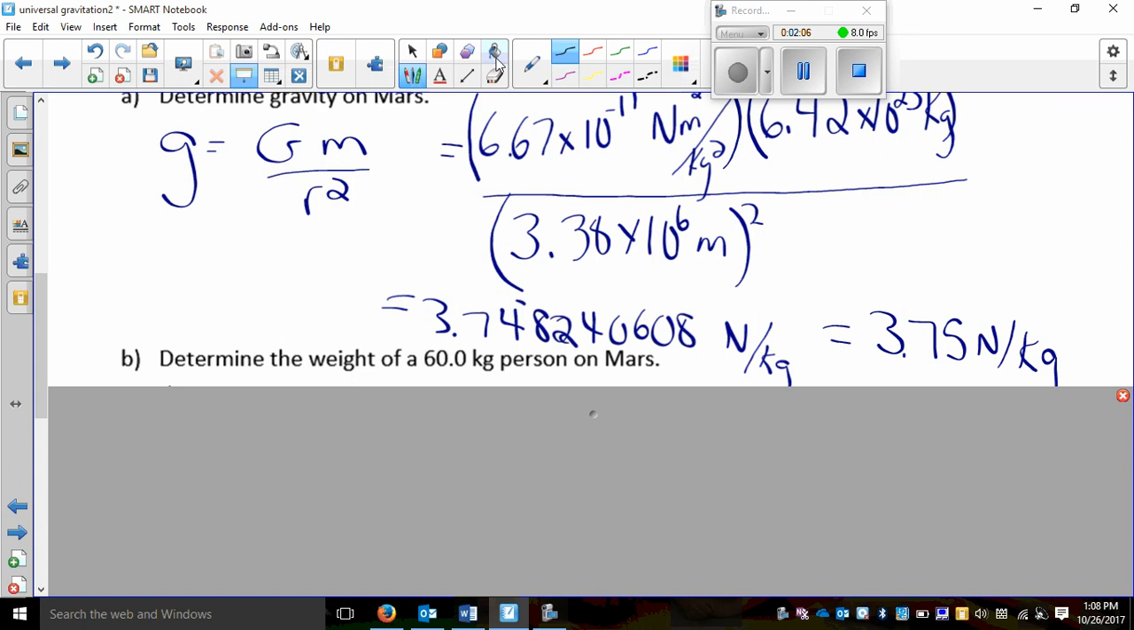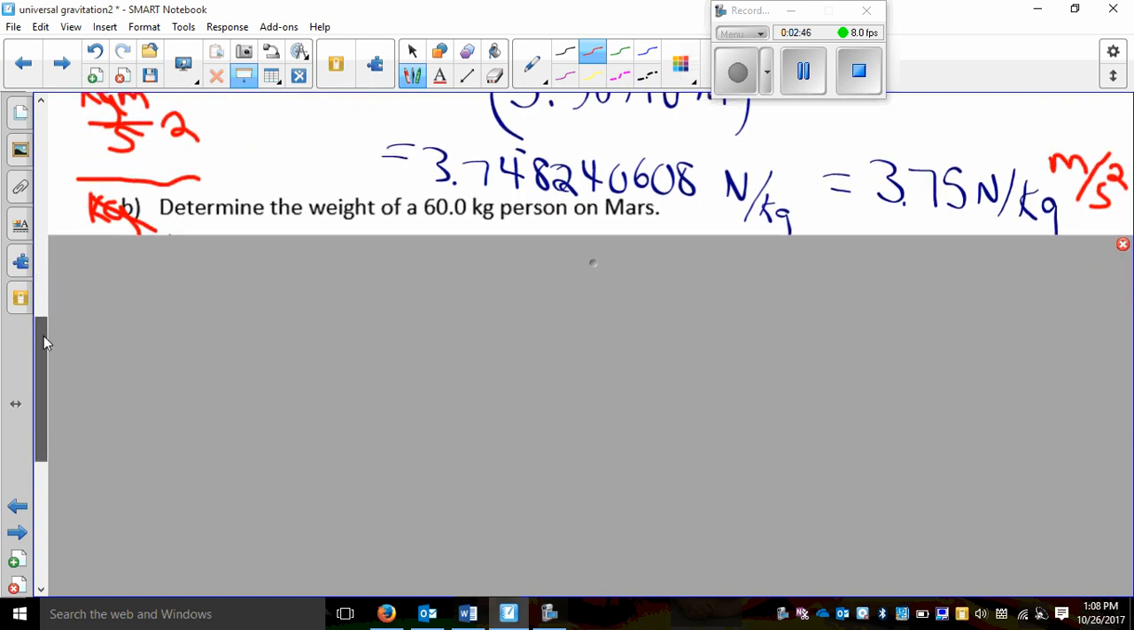So when I say I have a newton divided by a kilogram, what's going to happen? Kilograms divided by kilograms cancel out, and I'm just left with meters per second squared. So a newton per kilogram is really the same as a meter per second squared. So just know that as your units come out, you're going to be okay. Rewatch that if you didn't quite follow what I did there. So I actually put this in my calculator, 3.74 with some change, rounds up to 3.75 meters per second squared.